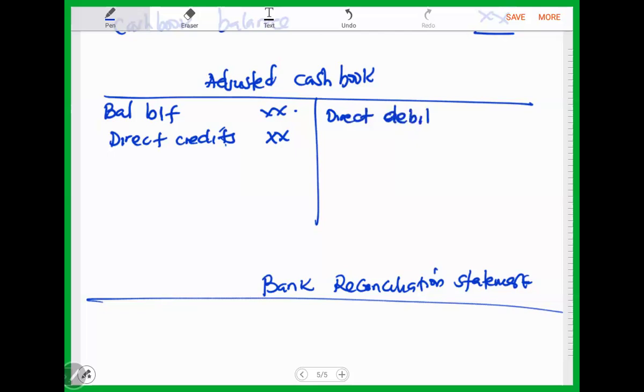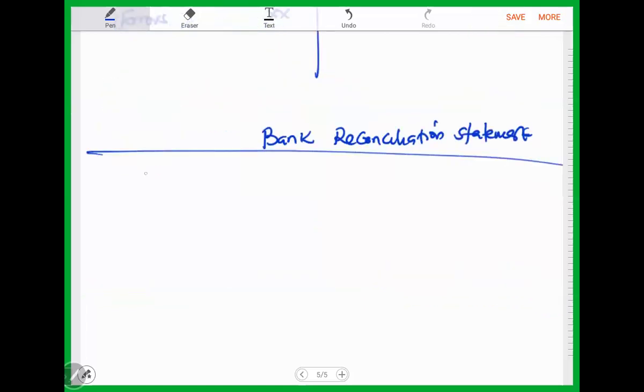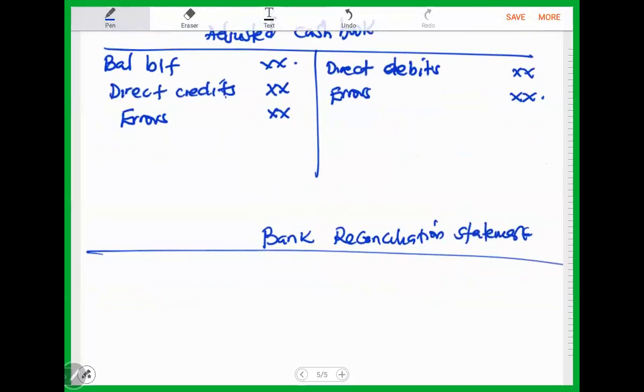Now, if we have any adjustments for errors, they can be on either side. I can have errors here. I can also have errors this side. And of course, any other transaction that would affect my cash book. Now, I also have my bank reconciliation statement, and at the end of the day, when I have balance carried down, that is what I'm going to start with in my reconciliation. So I'll come here and say balance as per adjusted.